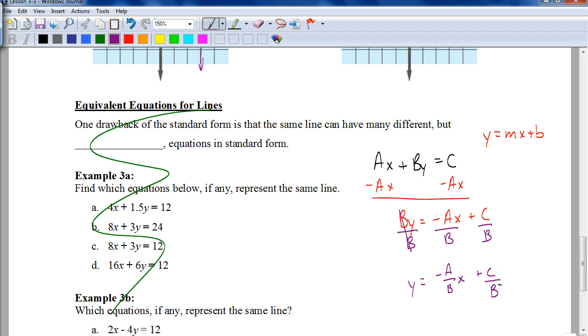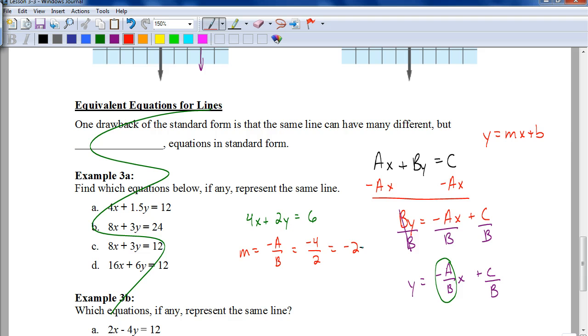So as far as my slope, what's my slope for each of these? My slope is going to be the opposite of a over b. So if I'm given an equation like 4x plus 2y equals 6, and I'm asked to find the slope, slope is going to be the opposite of a over b. A in this case is 4, so the opposite of that is a negative 4. B in this case is 2, so my slope here would be negative 2.